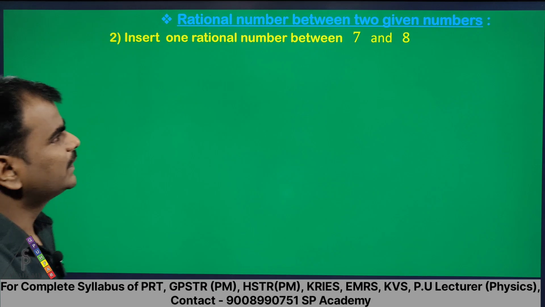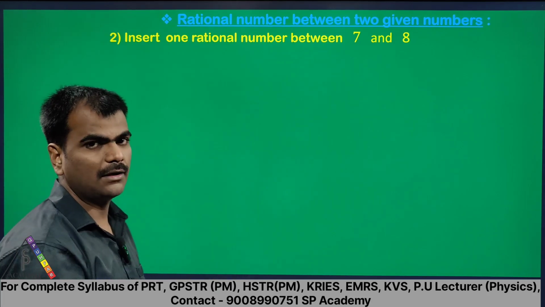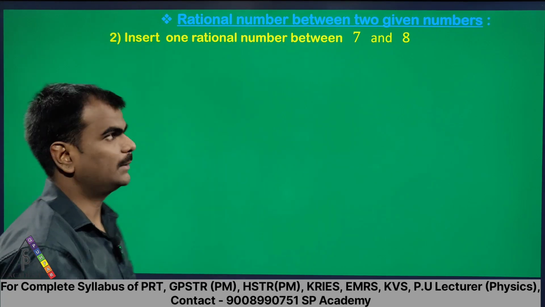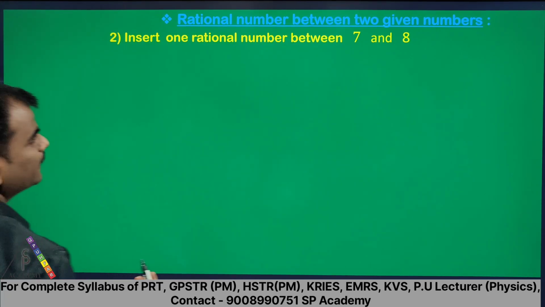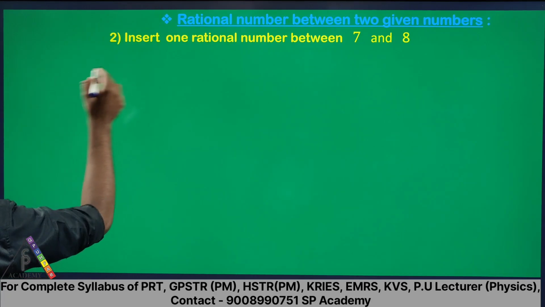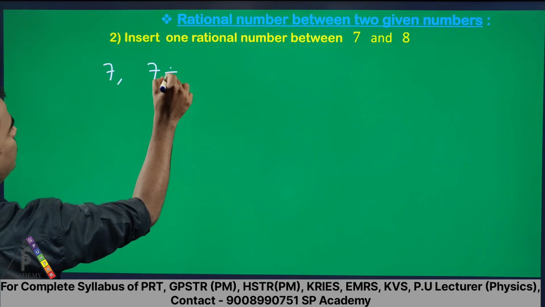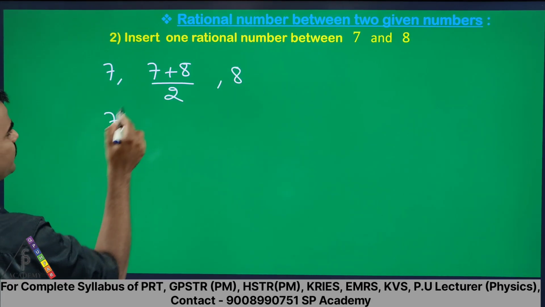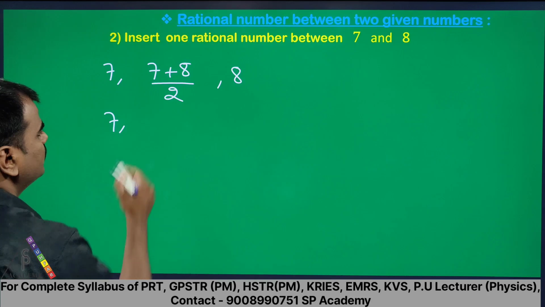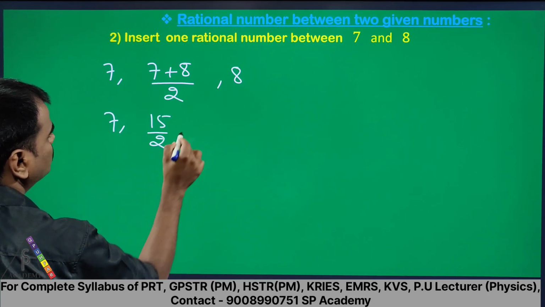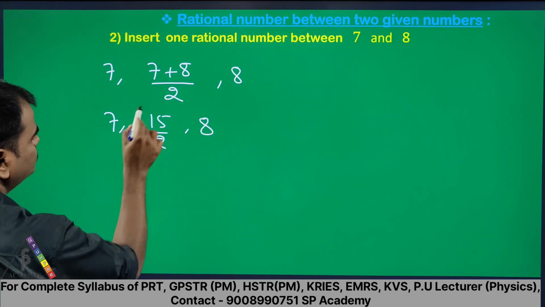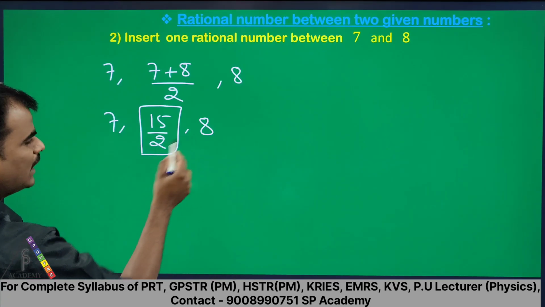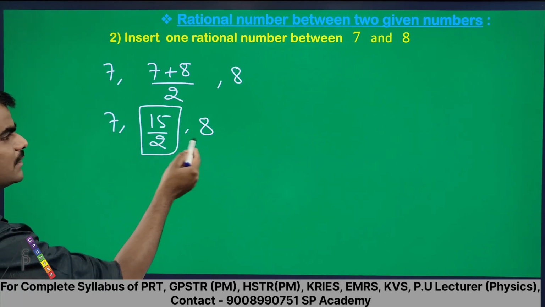Next, the rational number between two given numbers. When they are natural numbers, how do we find the rational number? We will take the mean of those two numbers. Finding the mean, that is the average, of 7 and 8: 7 plus 8 by 2 is 15 by 2. Therefore this is the rational number between 7 and 8. If we need another rational number between these two, again we will take the average of these two numbers.